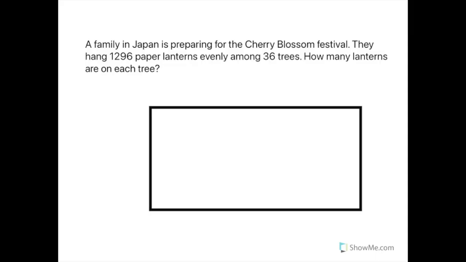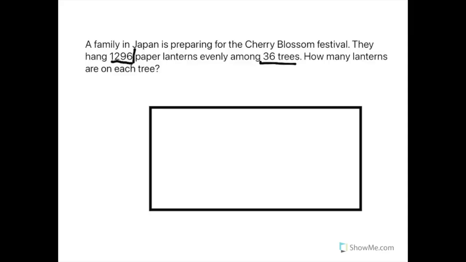A family in Japan is preparing for the Cherry Blossom Festival. They hang 1,296 paper lanterns evenly among 36 trees. How many lanterns are on each tree? So I look at this and I think, okay, what is being divided? Well, paper lanterns are being divided evenly among 36 trees.